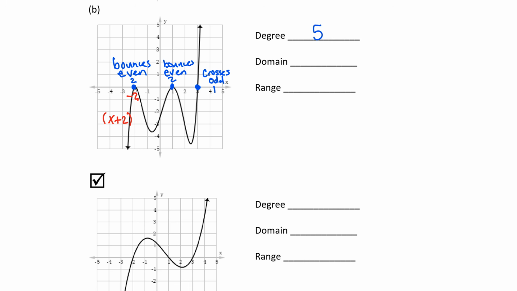Now, because it bounces, it has even multiplicity. What does that mean? That means the exponent on that factor is at least 2. The second 0 here is 1. That means it came from the factor x minus 1, with a multiplicity of 2. And the last 0 here is 3. That would have come from the factor x minus 3. The exponent there is going to be 1 because our multiplicity is 1.